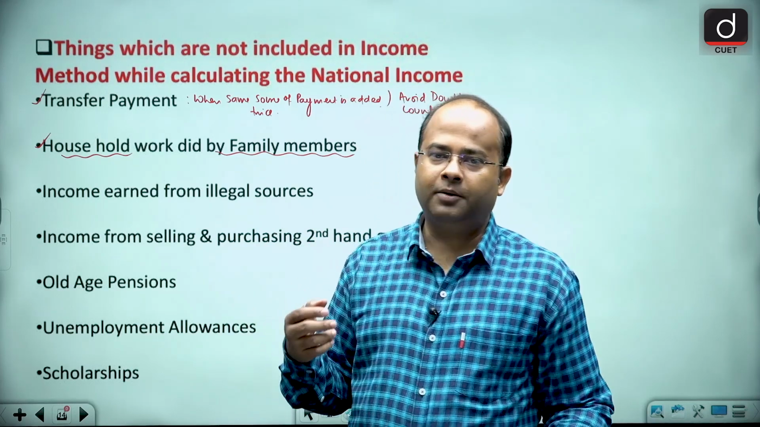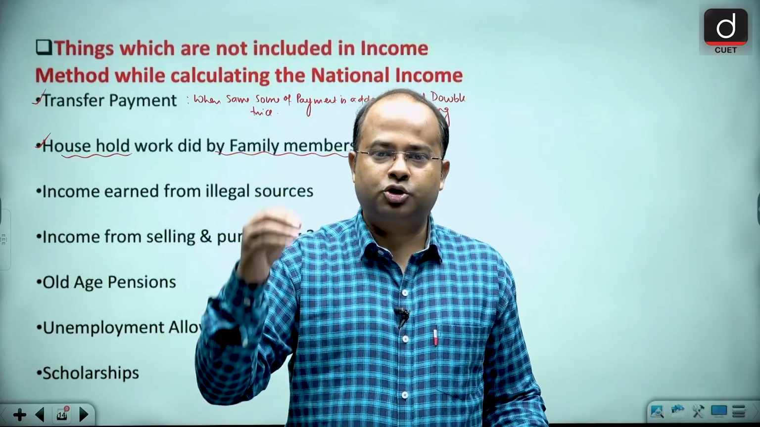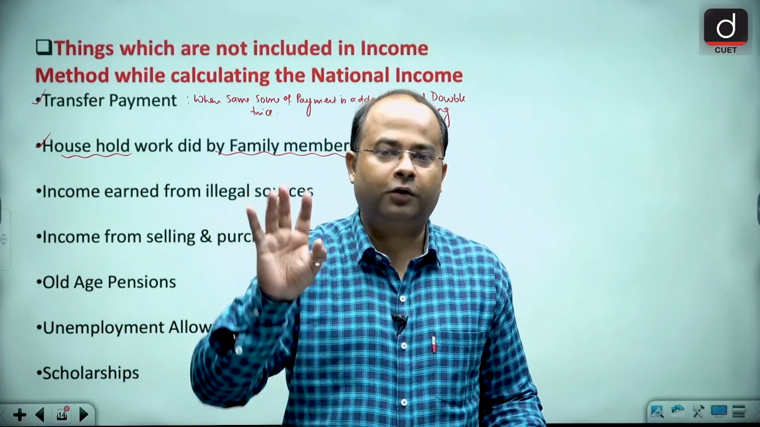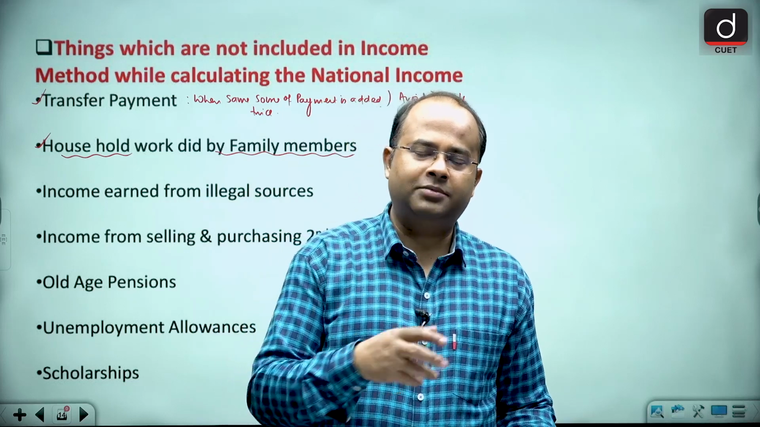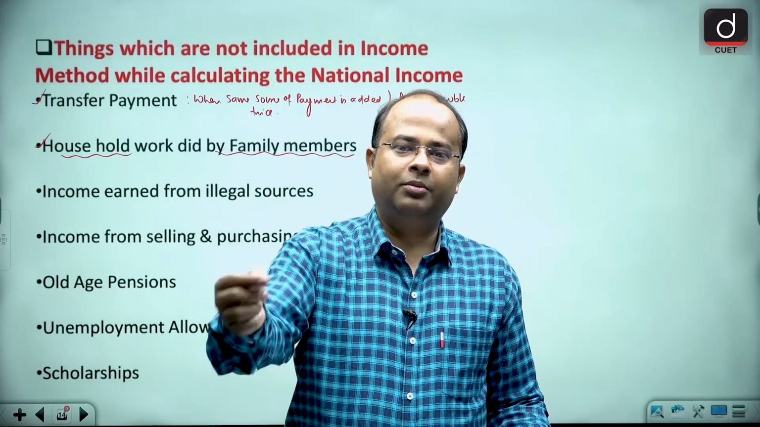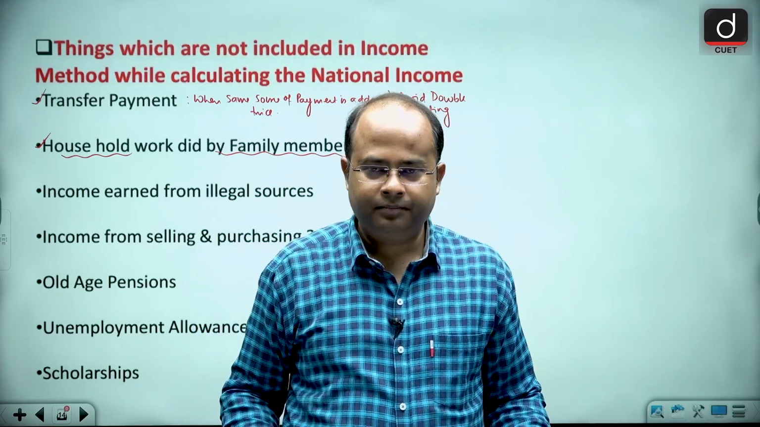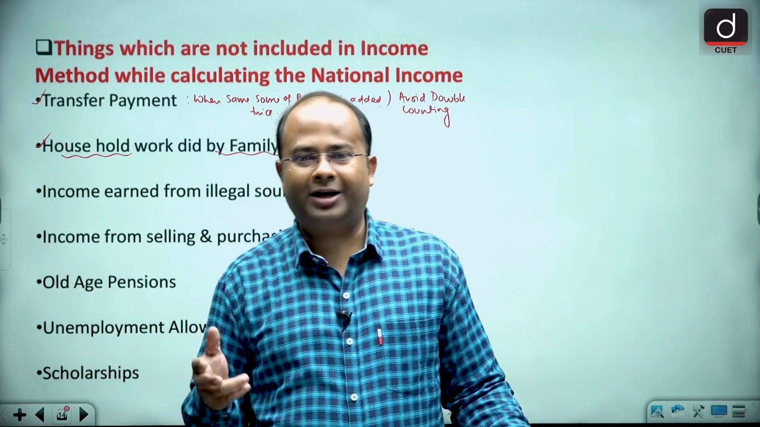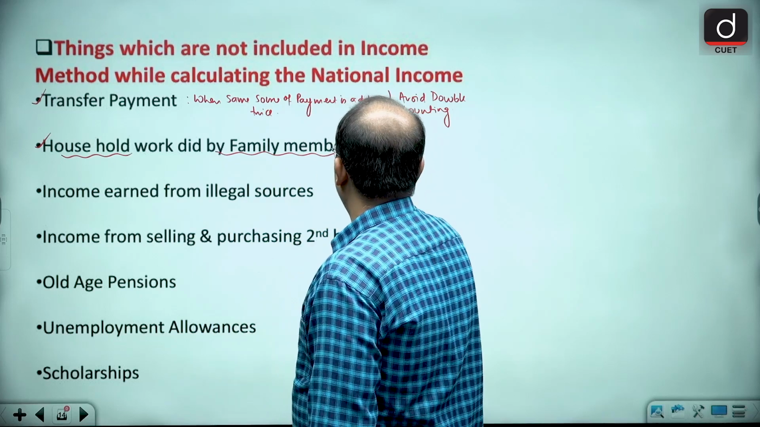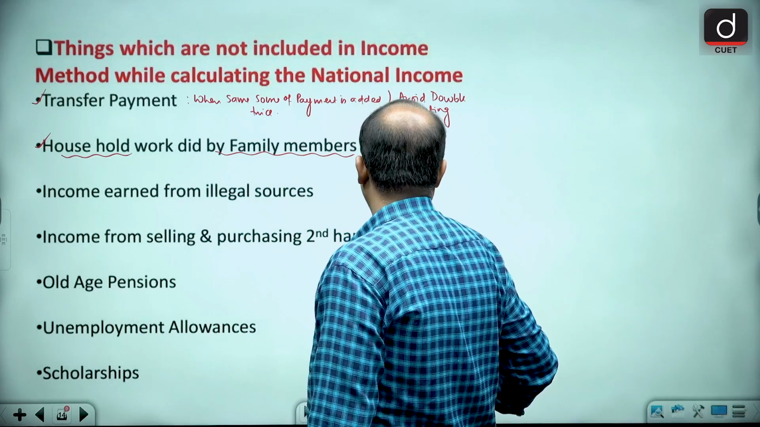For example, if your sister cooks for you or washes your clothes, do you give your mother or your sister money for doing that? Or if sometimes you broom your house, do your parents give you money, saying, okay, you are doing the household activity, take this money? It does not happen. So it is done due to love and affection.